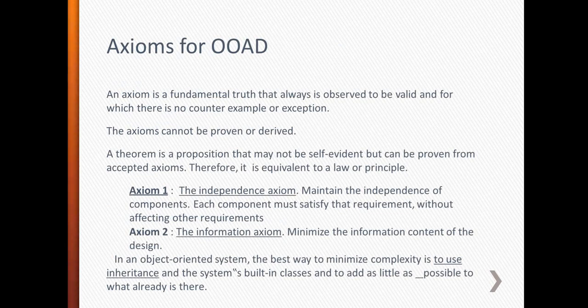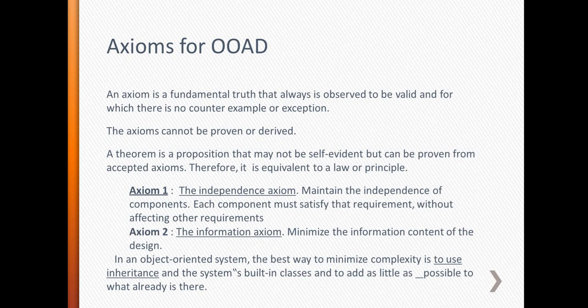Axioms for object-oriented analysis and design. An axiom is a fundamental truth that is always observed to be valid. There is no counter-example or exception. The axioms cannot be proven or derived. A theorem is a proposition that may not be self-evident, but it can be proven from accepted axioms. So, it is equivalent to a law or principle.